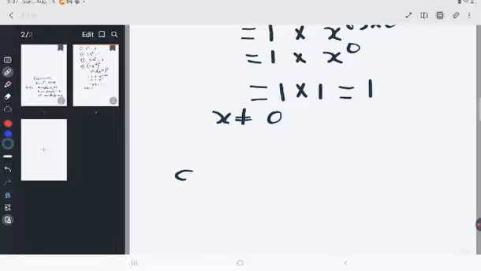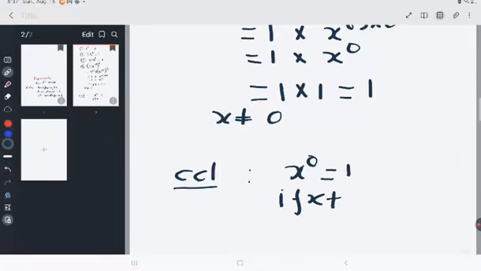As a conclusion, we can say that x to the power 0, any x to the power of 0, equals 1 if x is different from 0 itself, because 0 to the 0th power is undefined.